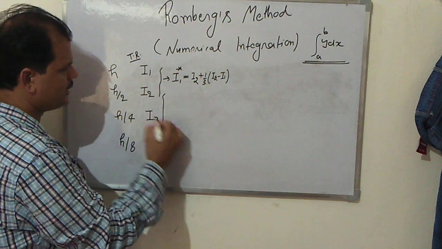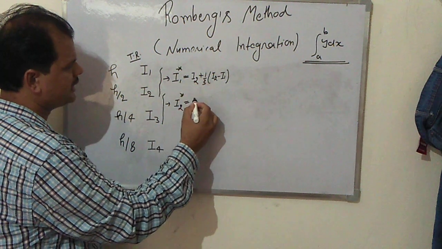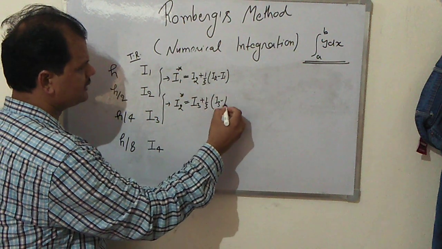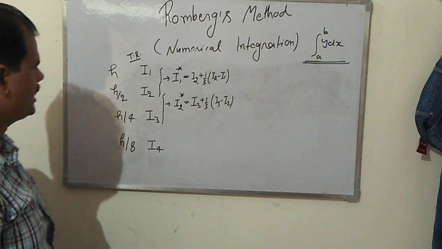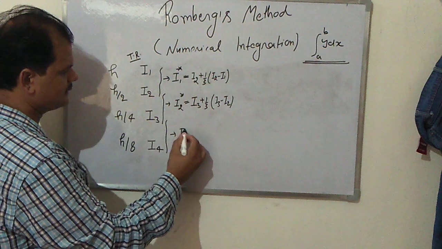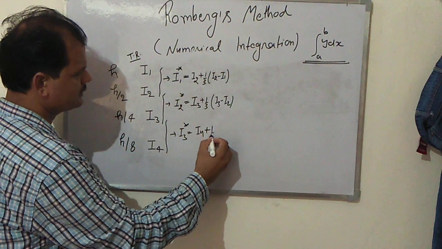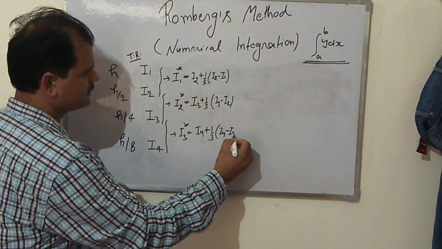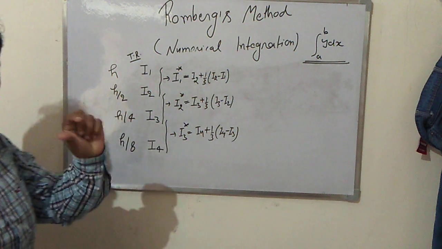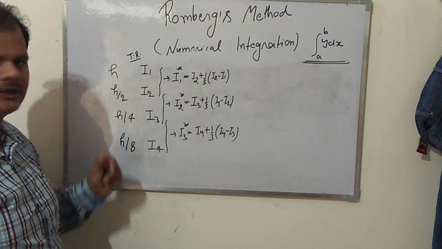Again from I2 and I3 we can find I2 star. So we get I3 plus 1/3 of (I3 minus I2). From I3 and I4 we can take I3 star equal to I4 plus 1/3 of (I4 minus I3). So these I1 star, I2 star, I3 star are more accurate solutions compared to I1, I2, I3, I4.